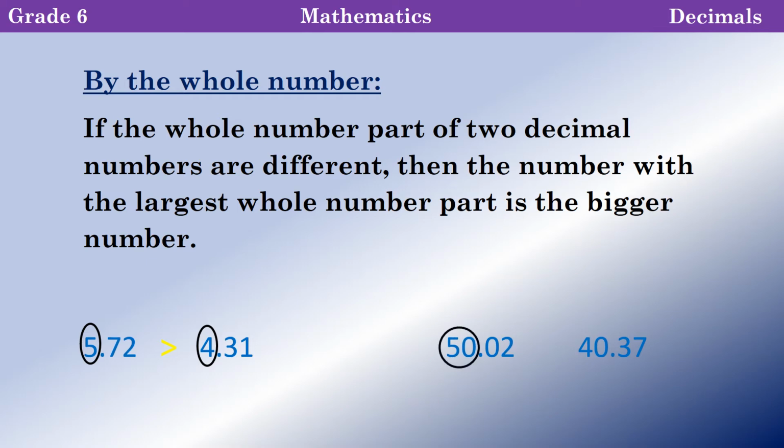In the second two decimal numbers, 50 is bigger than 40. 50 and 40 are the whole number parts, and 50 is bigger than 40. Therefore, we can say that 50.02 is greater than 40.37.